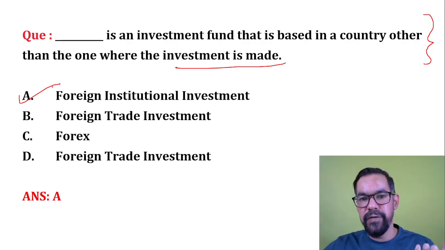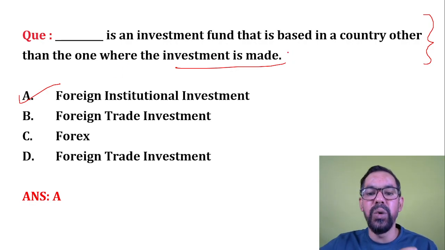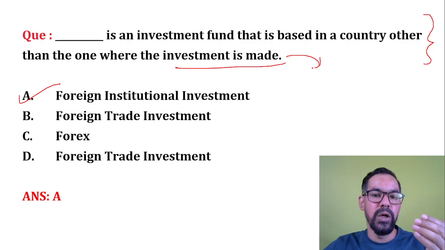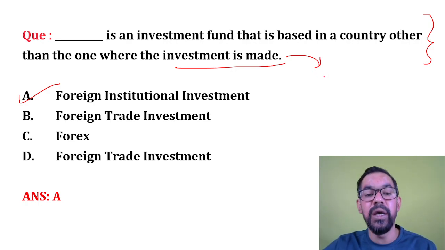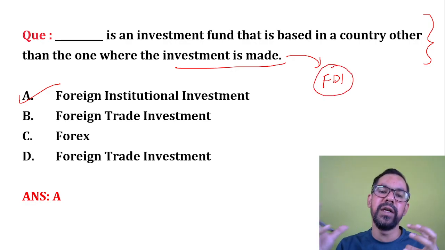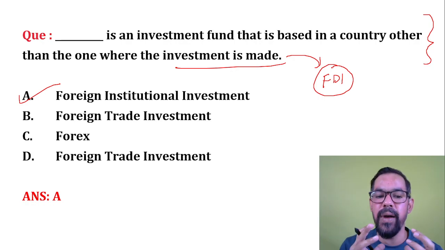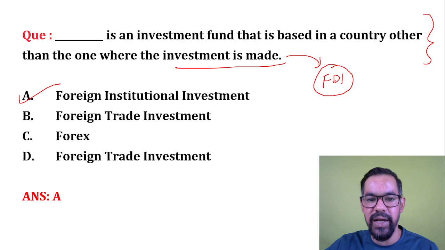It may be called FII as well as FDI, but if they mention that a foreigner is doing investment in the Indian economy in productive capacities, that will be known as foreign direct investment. But here they mention if any foreigner is investing in our economy, what is it called, and you do not have an option of FDI, so what will be your correct answer?